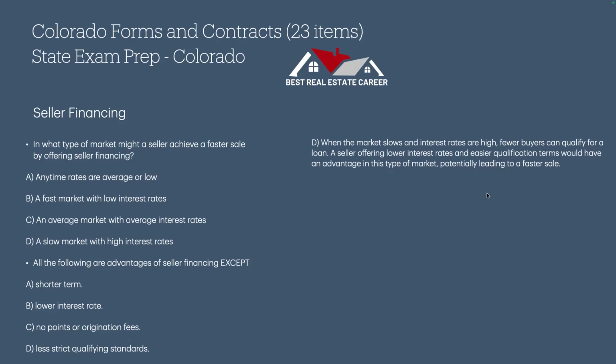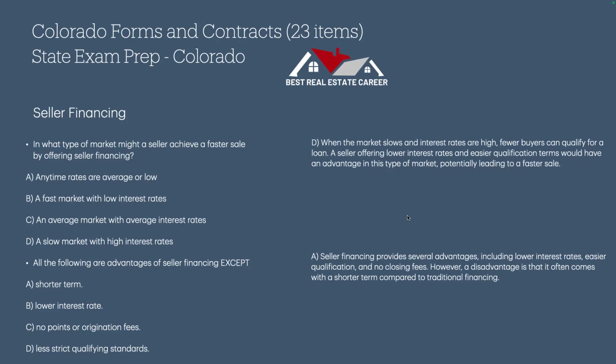Your next question: all the following are advantages of seller financing except. And it's a shorter term, right? In the grand scheme of things, if we're talking about a $600,000 home, it doesn't mean that we're going to do this in 5 years, right? There's nothing that is going to be able to get this thing done any quicker. So seller financing provides several advantages, including potentially a lower interest rate, easier qualifications, and no closing fees, right? You're not going to charge probably any fees associated with you actually closing on the loan. The disadvantage is it often comes with a shorter term compared to traditional financing.